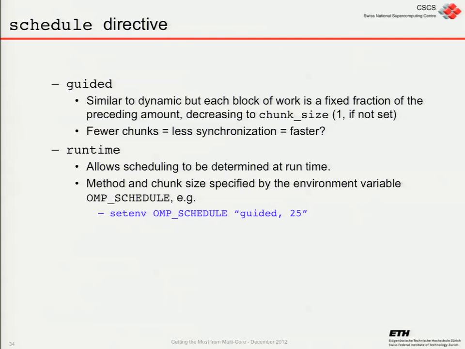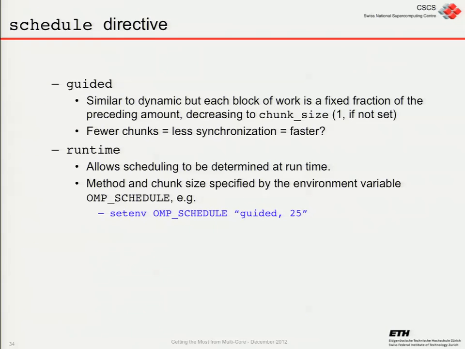And the final one that you might want to set is runtime. And then we have an environment variable that we set, which we can then vary at runtime for what that scheduling should be. So by default, it's going to be static, but we can specify both of these just in a string. And every time you come to a loop that's been set schedule runtime, it reads that string and decides to give out in that particular fashion.